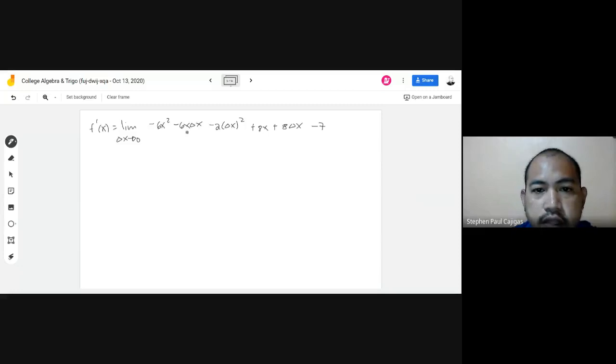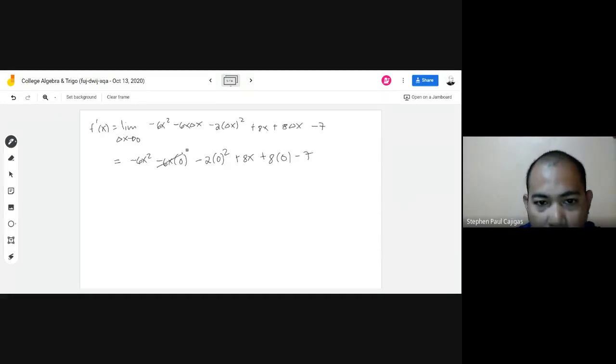So substitute delta x with 0. So what is retained is negative 6x squared, and then 6x times 0 minus 2 times 0 squared plus 8x plus 8 times 0 minus 7. The terms with times 0 become 0, so we cancel those. So what we will have is negative 6x squared plus 8x minus 7.